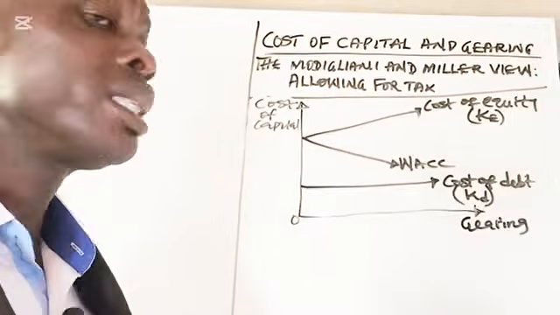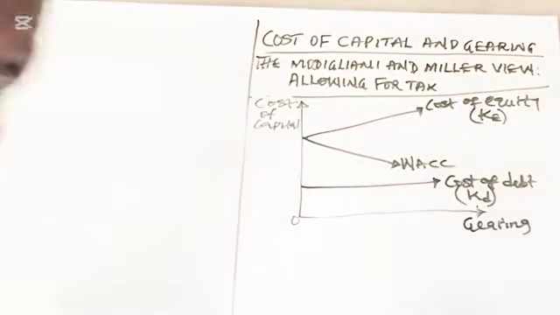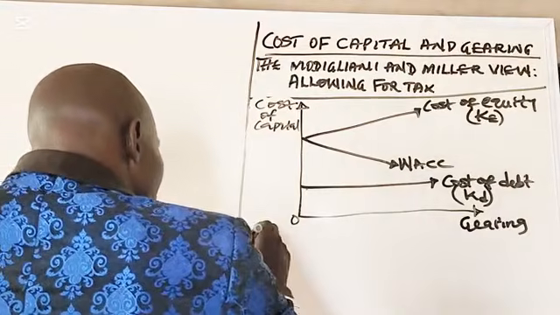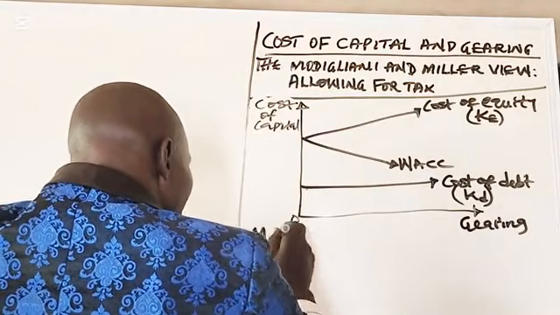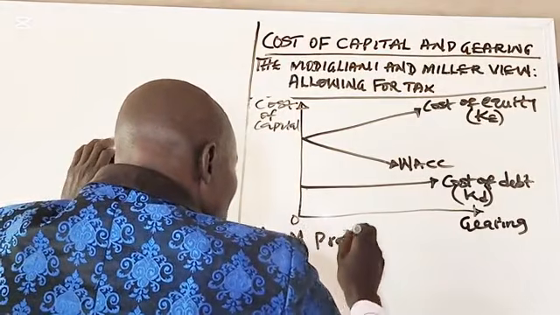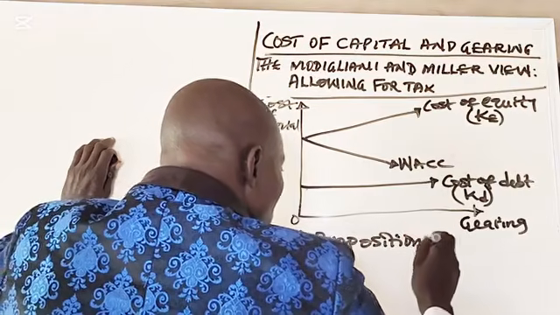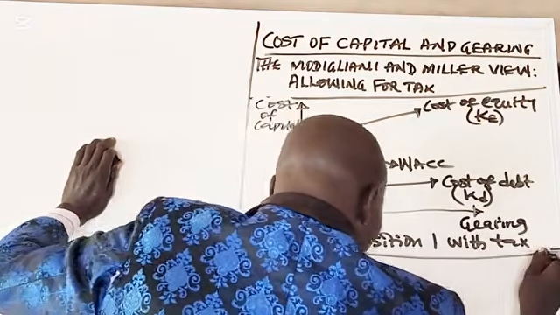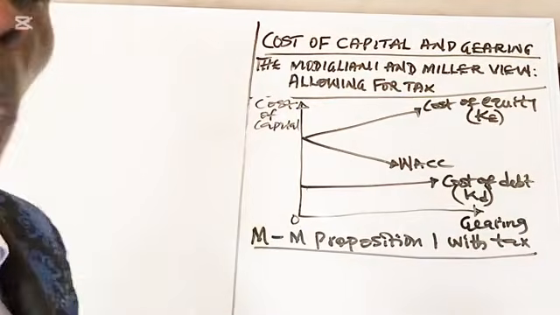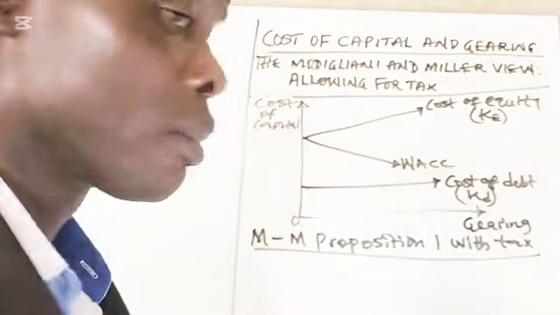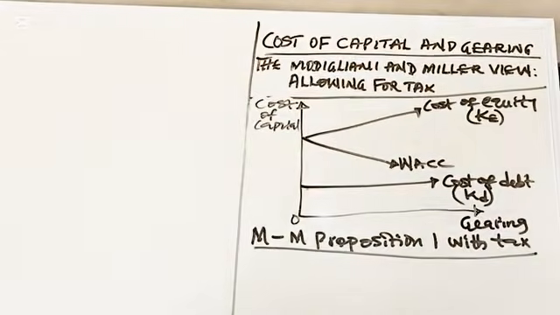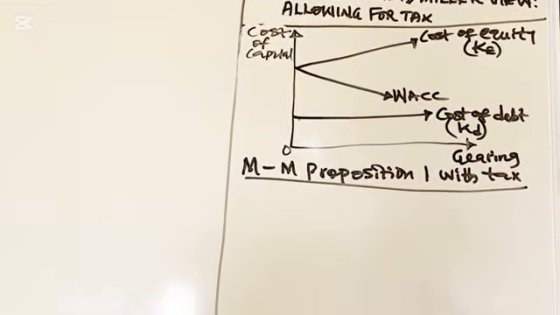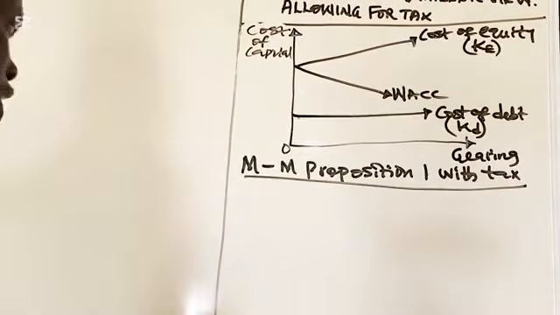So we want to start with M&M Proposition 1 with tax. Proposition 1 focuses on three things. We have the value of the firm, the WACC, and the effect of the tax shield.